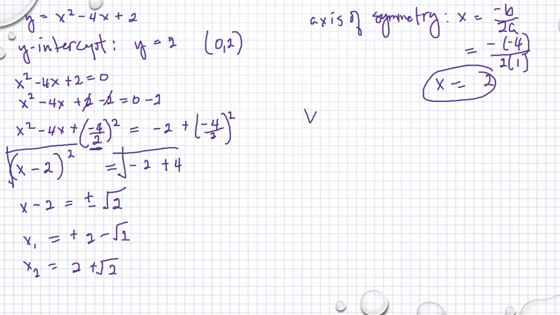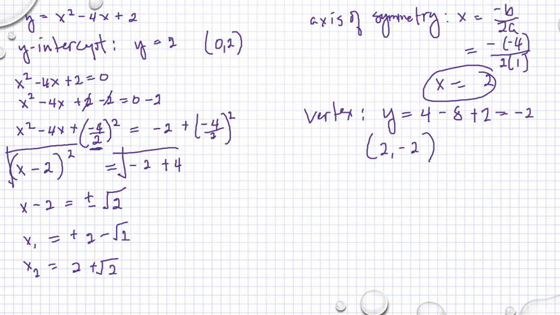Now our vertex. Let's see if we can find y by substituting the value of x. That is 4 minus 8, I should say, plus 2. 2 squared is 4, and then 4 minus 8 plus 2, then it is negative 2. So our vertex is (2, negative 2).